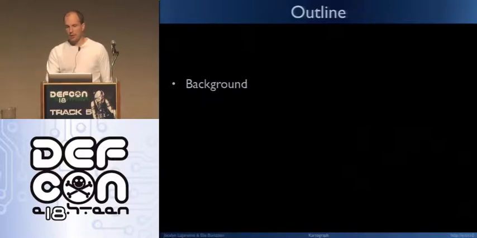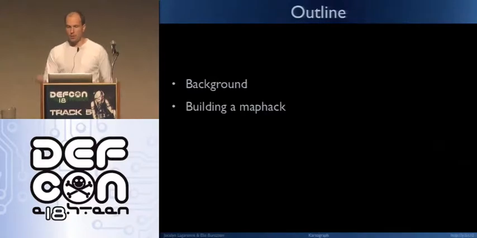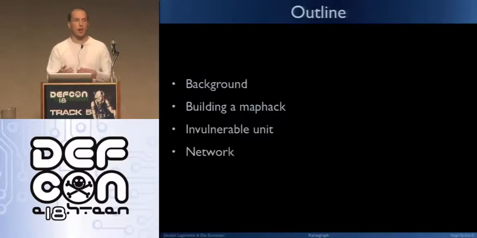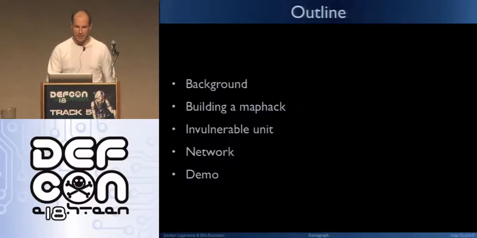And then we're going to show you how we can actually build a map hack, reverse a game and build a map hack out of it with Katograph. Then we're going to show you how we are able to make invisible units in another game. And finally, we'll discuss how we can actually resync the network to prevent being caught when we are cheating online. And finally, if the gods of the demo are with us, Jocelyn is going to show you how Katograph code is, and he's going to do a map hack for you in real time, if it works.